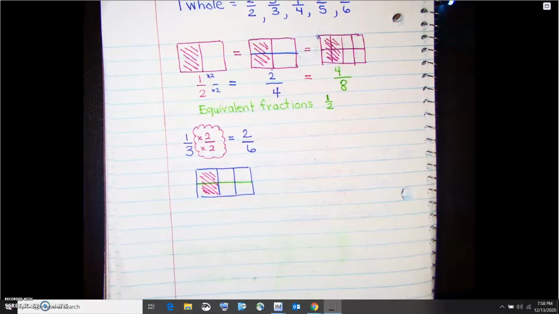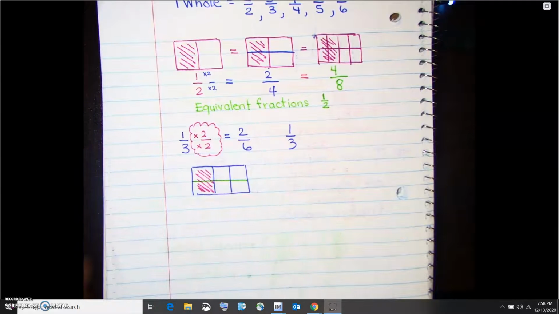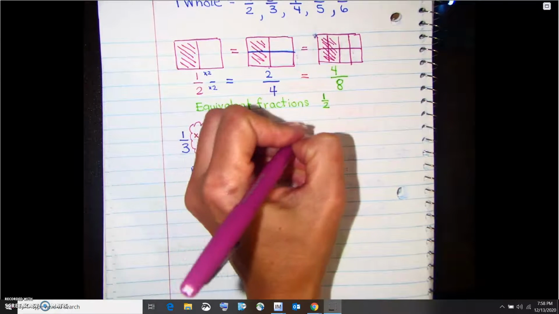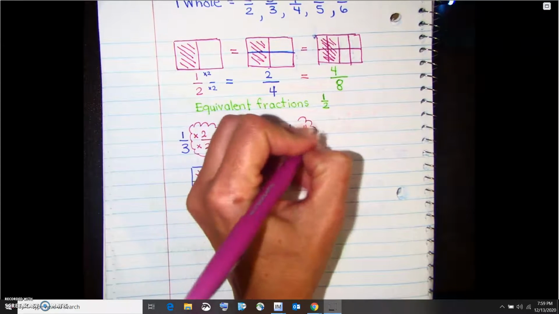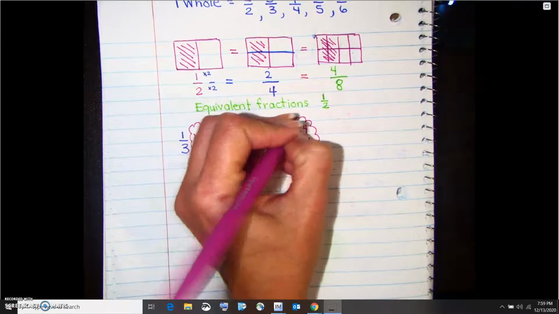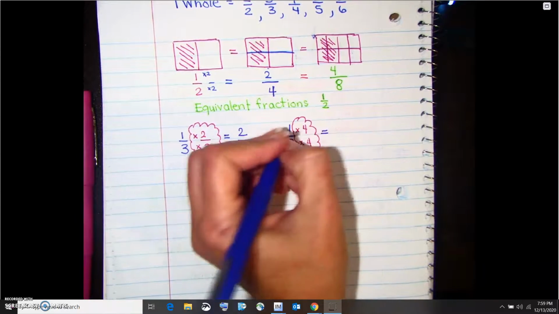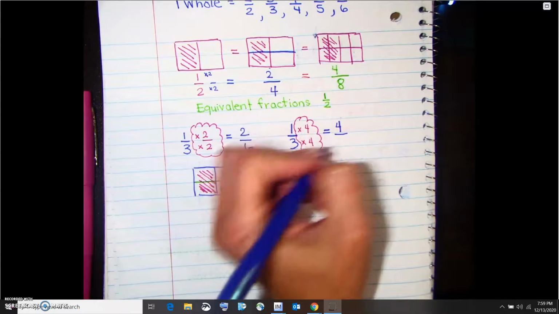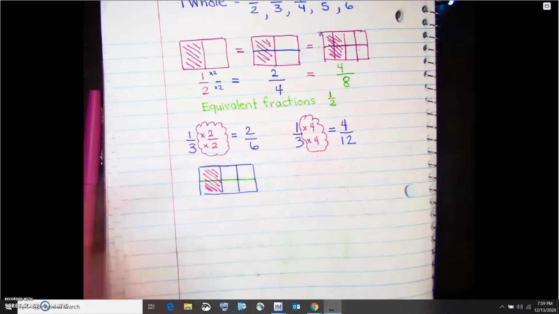All right, so let's find another one for 1/3. We've got 1/3, and let's multiply by 4. If I multiply by 4 on the top, I have to multiply by 4 on the bottom. And this is my think. This is how I make equivalent fractions without drawing the pictures. So 1 times 4 is 4. 3 times 4 is 12. So 4/12 is equivalent to 1/3.